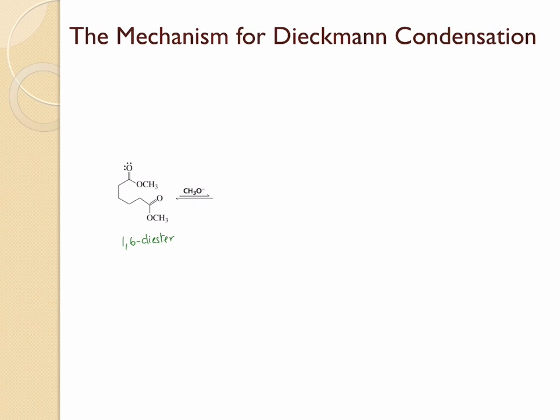But here in this case, we are only forming one type of enolate ion, where this base is going to go grab one of these hydrogens, right? And it's going to create the enolate ion. Okay, let's draw the structure for the enolate ion. So here is the enolate ion.